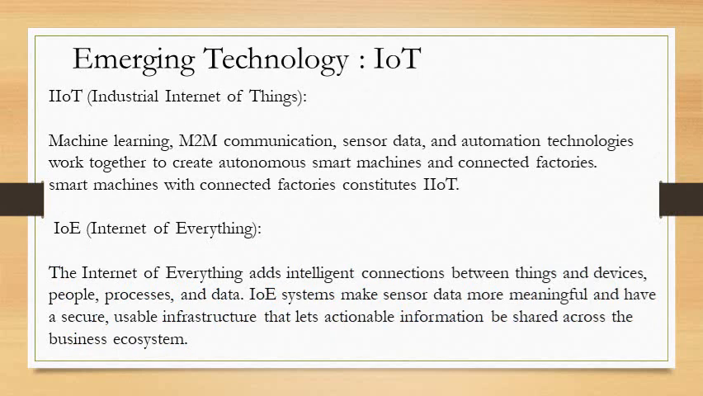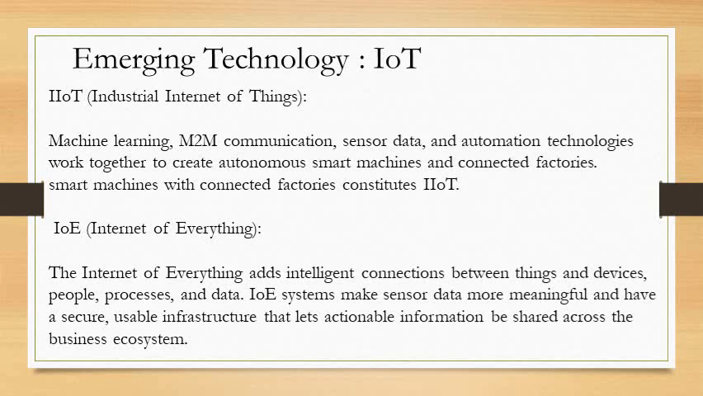Now what is the Industrial Internet of Things? In factories, machine learning, M2M communication, machine to machine communication, sensor data, and automation technologies work together to create autonomous smart machines and connected factories. A smart machine with connected factories constitutes IIoT, since it is used in factories and industrial areas itself.